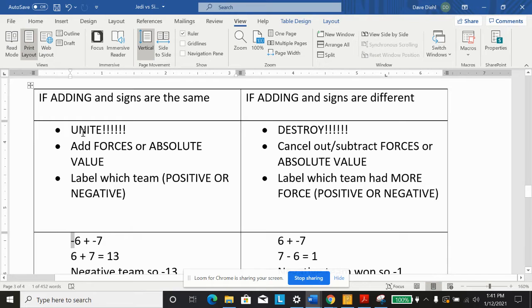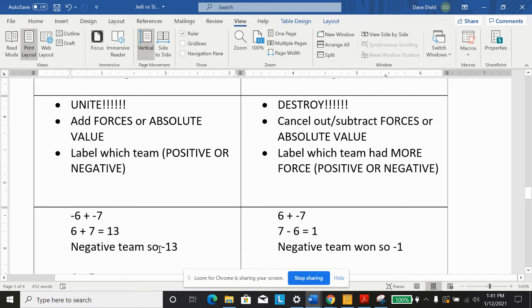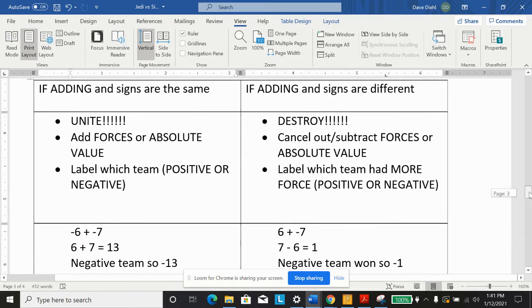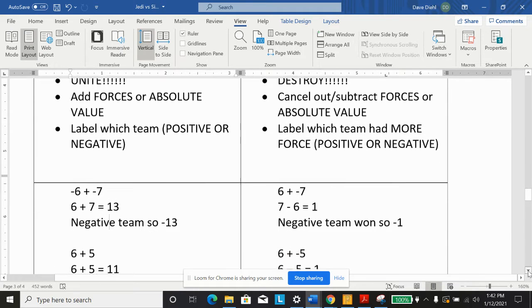So if you have a unite situation where you're adding and the signs are the same, you simply take the absolute values and add them, then go back and label it which team would have won. Well, since it's all Sith or all negative, I'm going to go back and label it as -13. So again, if you have two negatives that you're adding, that's called a unite. You take the force of those soldiers, which is called the absolute value, you add them up, and then you label it with whoever won, in this case, the Sith, because they're both negative.